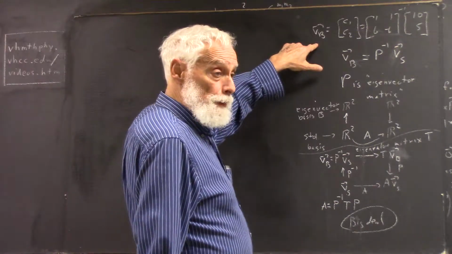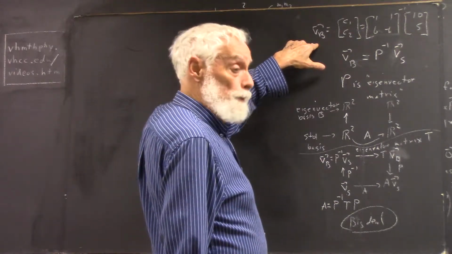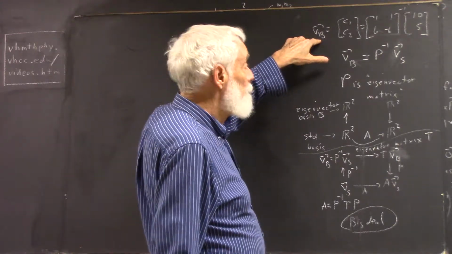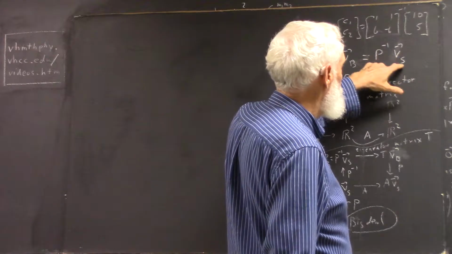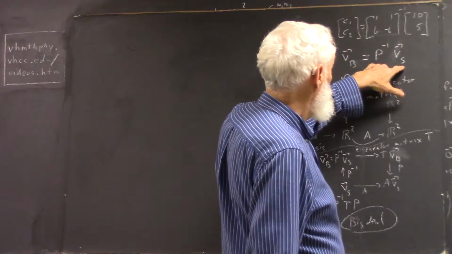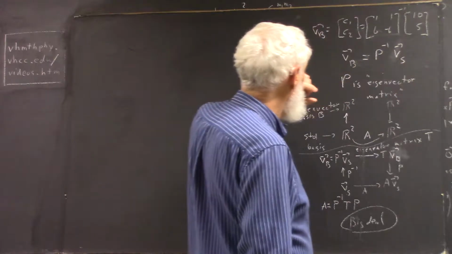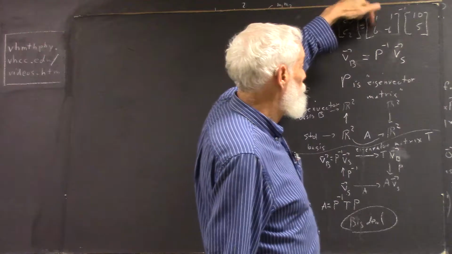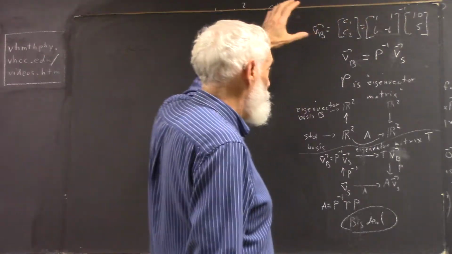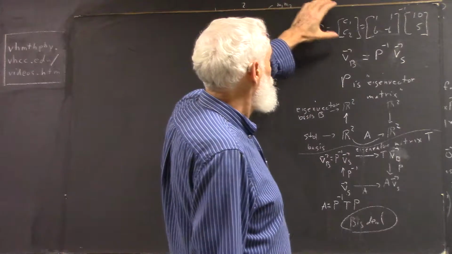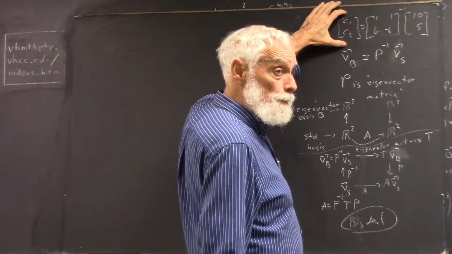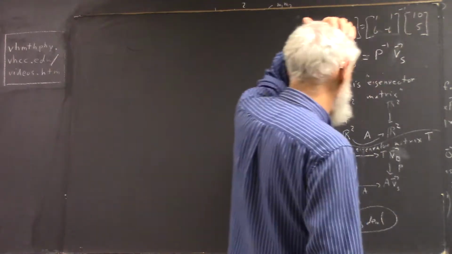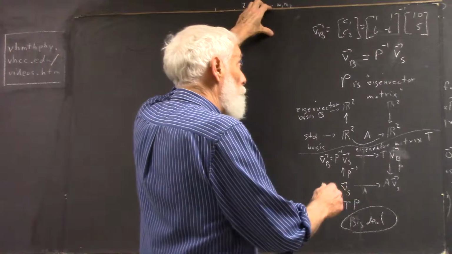If V sub B is your representation of a vector according to some basis B, and V sub S is your representation according to the standard basis, then if you simply write the basis vectors as columns, that matrix times your basis representation is going to equal your standard representation. And with practice, it's pretty easy to see why that is.